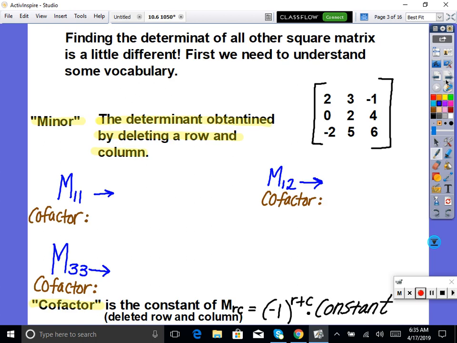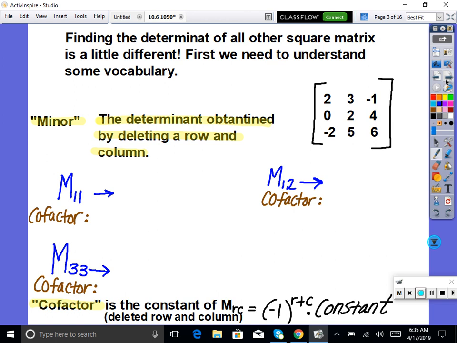Okay, so now we're going to see that. Finding a determinant for a 2 by 2 is super straightforward, super easy. It is a little bit harder. It just takes a little bit more thinking, and the steps are a little different for finding the determinant of all other square matrices. So first of all, we need to understand some vocabulary. This is what you need to pay very close attention to here.